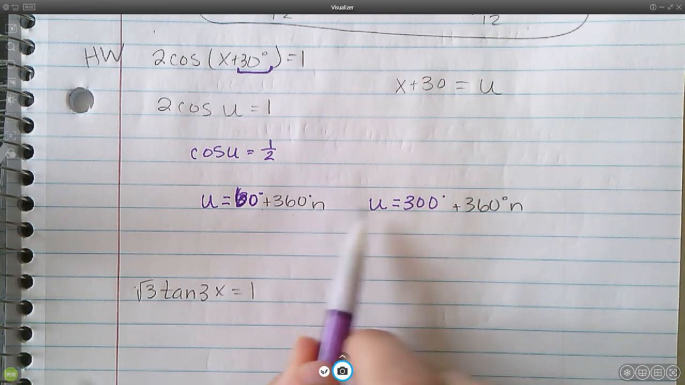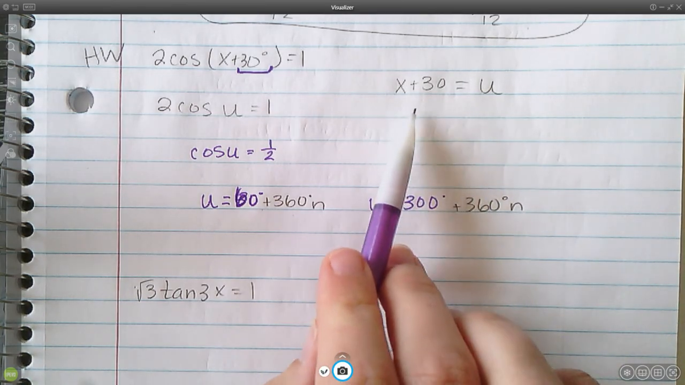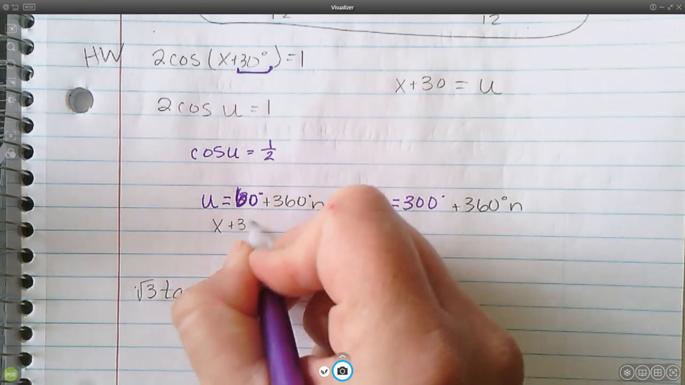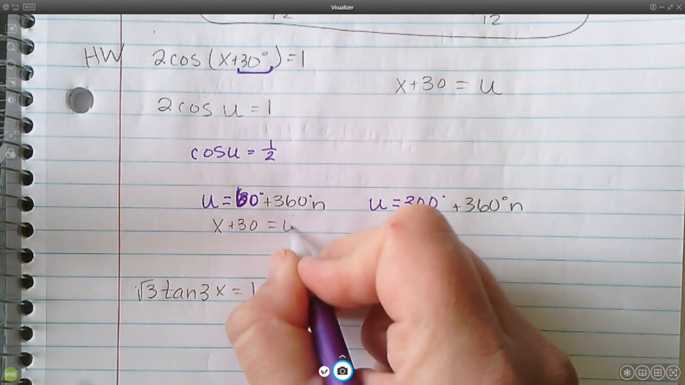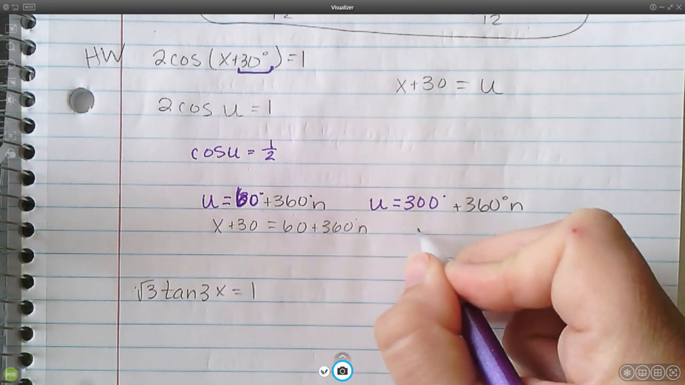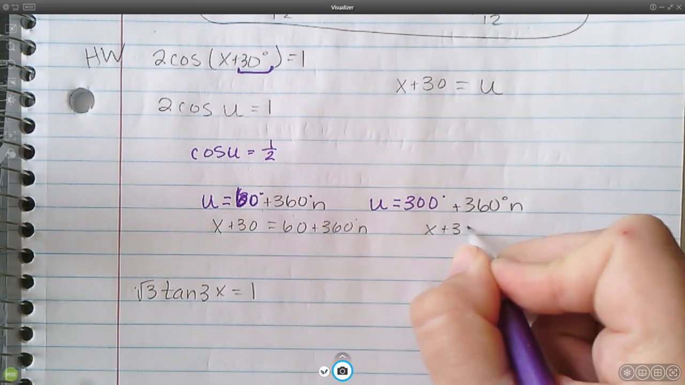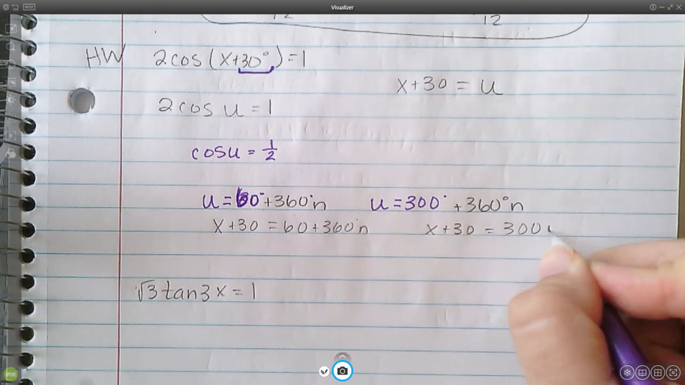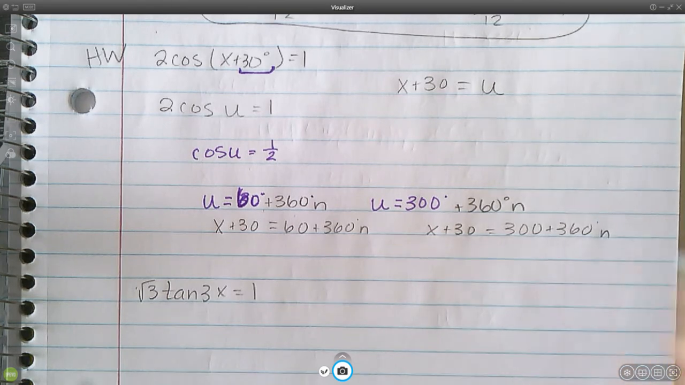Okay, but we're not trying to solve for u. We're trying to solve for x. So now we need to substitute back in. So we will have x plus 30 equals 60 plus 360 degrees times n. And we'll have x plus 30 equals 300 plus 360 degrees times n.